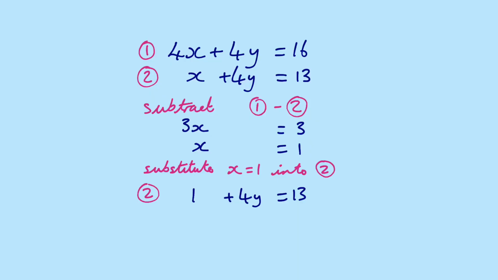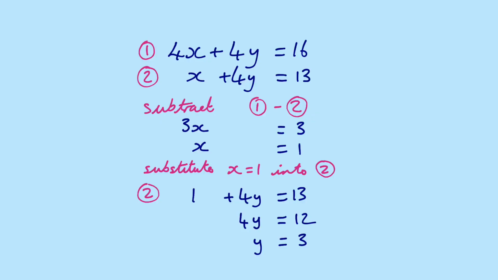plus 4y equals 13. So we will then subtract 1 from both sides. So 1 from this side and 1 from this side gives us 4y equals 12. And then the last step is we will divide both sides by 4. So that will give us y equals 3.